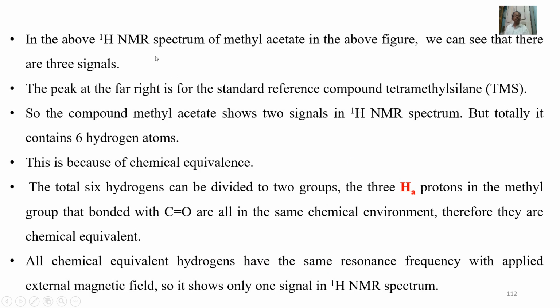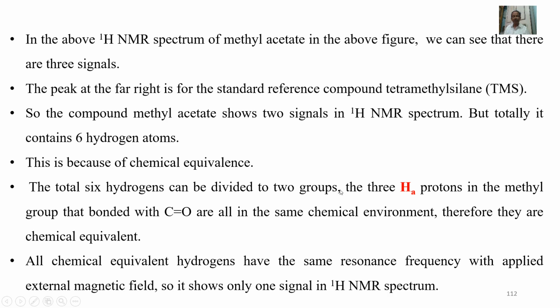In the above proton NMR spectrum of methyl acetate, we can see that there are 3 signals. The peak at the far right is for the standard reference compound tetramethylsilane. So the compound methyl acetate shows 2 signals in the proton NMR spectrum, but it contains 6 hydrogen atoms in total. This is because of chemical equivalence. The total 6 hydrogens can be divided into 2 groups.